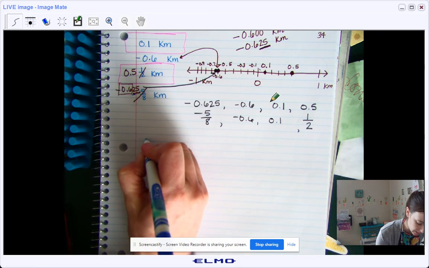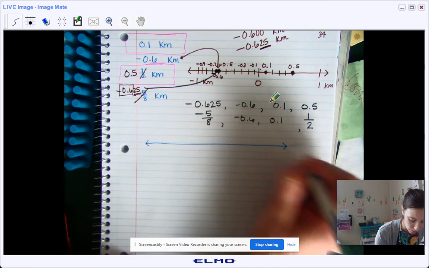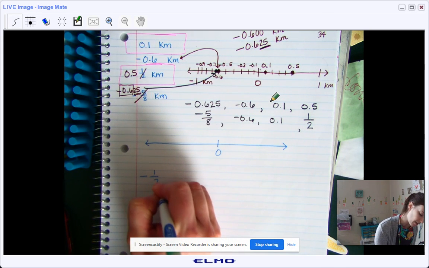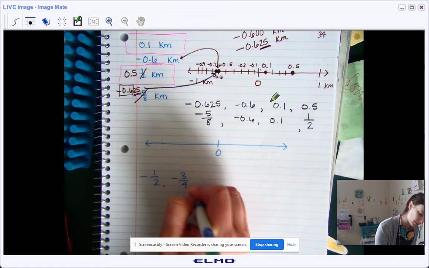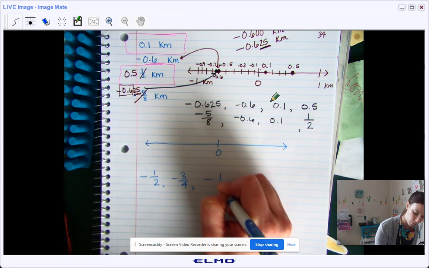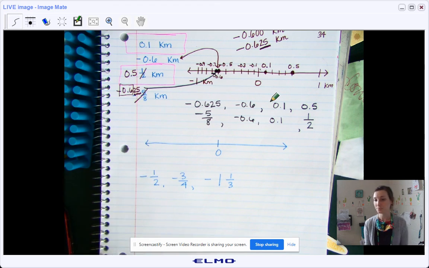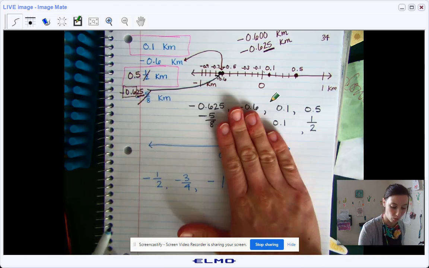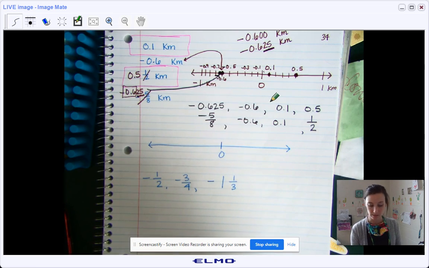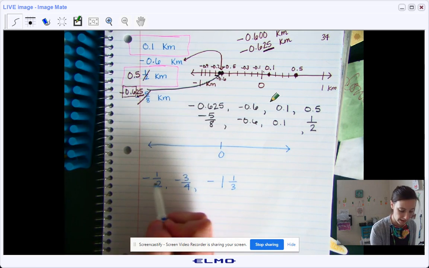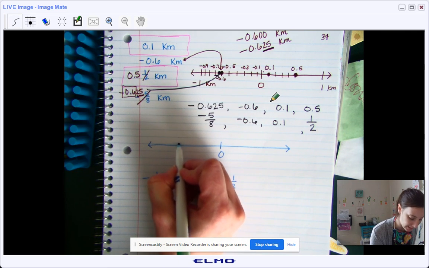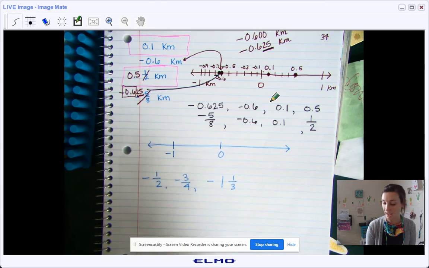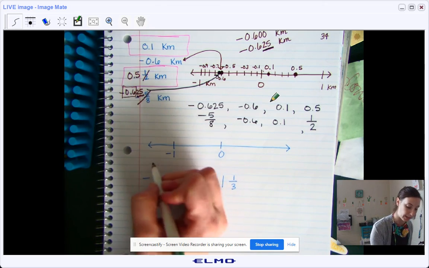So in another example, let's say this is 0. I want you to graph -1/2, -3/4, and -1 1/3. Okay, so first of all, they're all negative. There's nothing above 0. So this whole side, whoop, I don't need it. Now if I think about -1/2, well, if I say that this is, we'll put -1 right here. -1/2 is moving towards being -1.